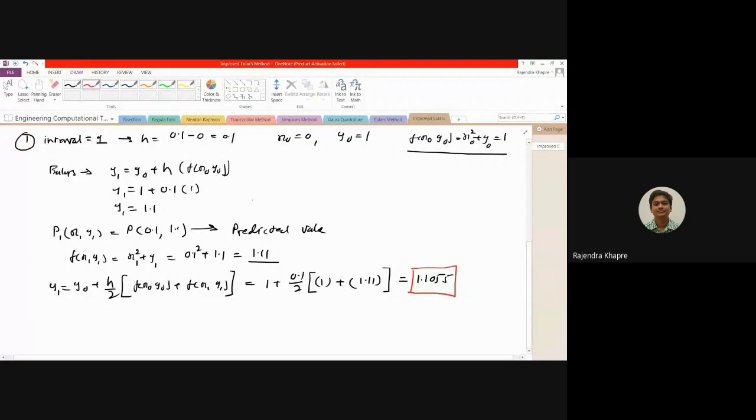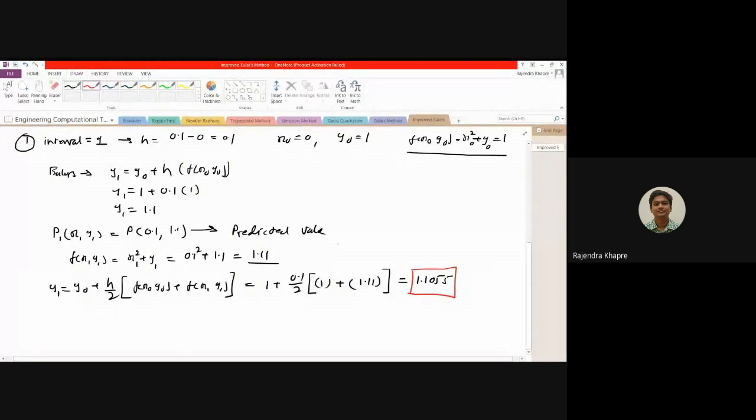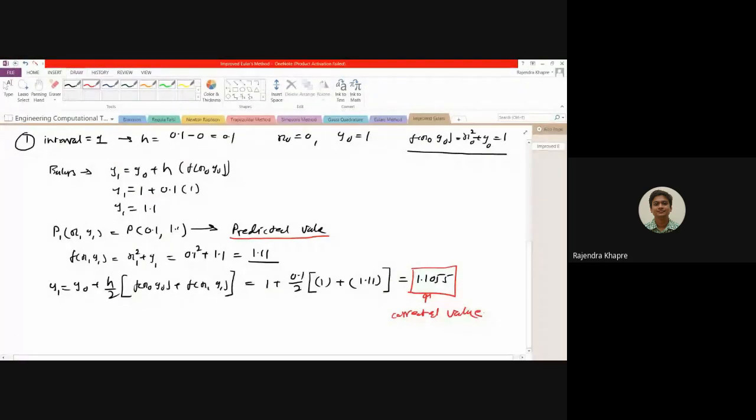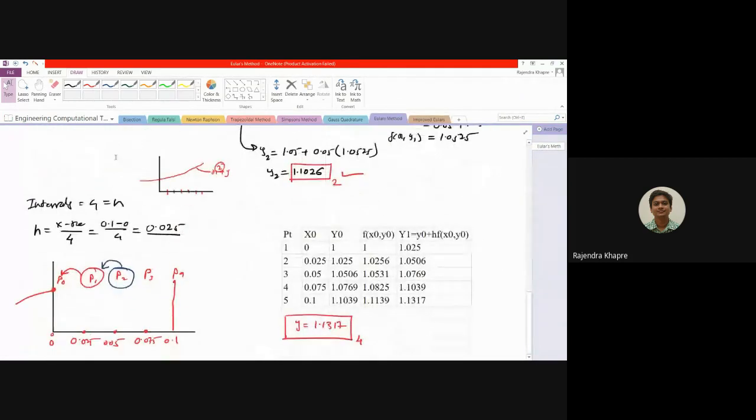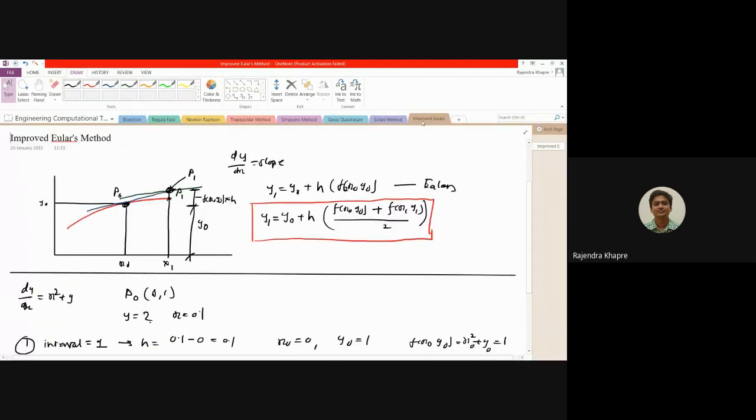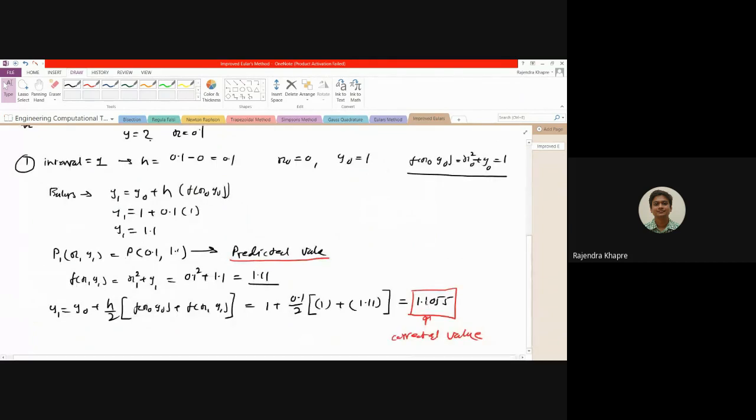Remember, this is a predicted value, but this is the corrected value. If you refer to the previous notes, the answer which we obtained using, let us say, 4 intermediate points was 1.13, and here you are getting something like 1.105. Still this value is not correct, because you have to go for different numbers of intervals, and only then will you be able to get the correct solution.